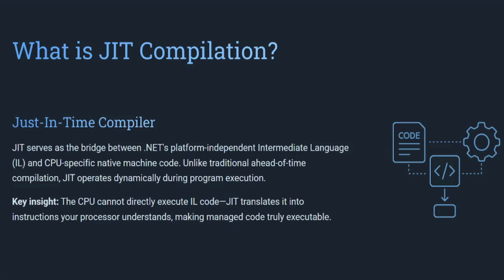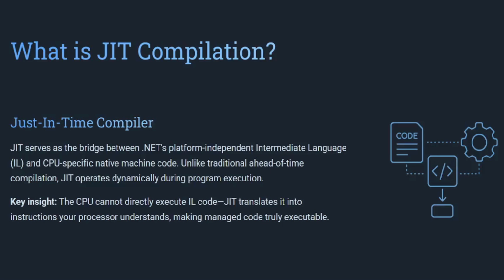Now, let me explain one important difference here. In traditional compilation, the entire code is converted into machine code before the program even starts running. So everything is already prepared and the program executes. But in .NET, it works differently. Here, the program starts first and then it converts only the required part of the code into machine code while the program is running. So instead of compiling everything upfront, it compiles only what is needed and when it is needed. Okay, this makes the execution more efficient and avoids unnecessary work.